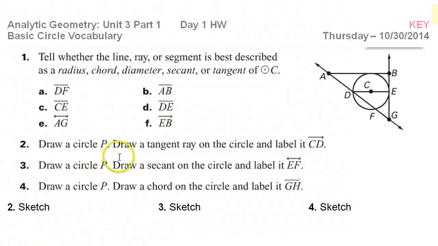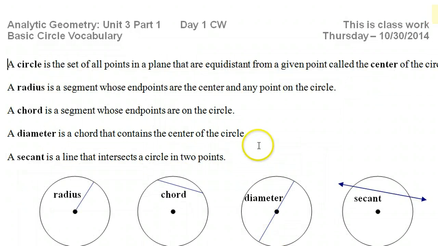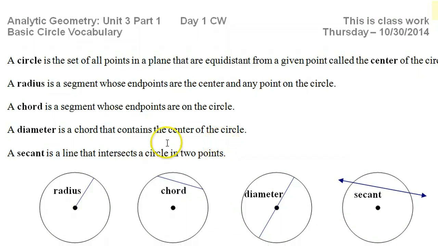Alright, this is a lesson about basic circle vocabulary. Radius, chord, diameter, secant, tangent, and a couple other things. So, first, a quick review of basic circle vocabulary. The definition of a circle is the set of all points in a plane that are equally distant from a point called the center.